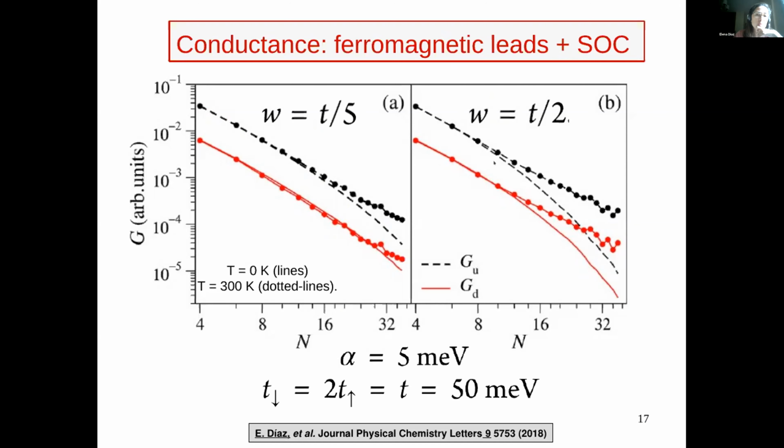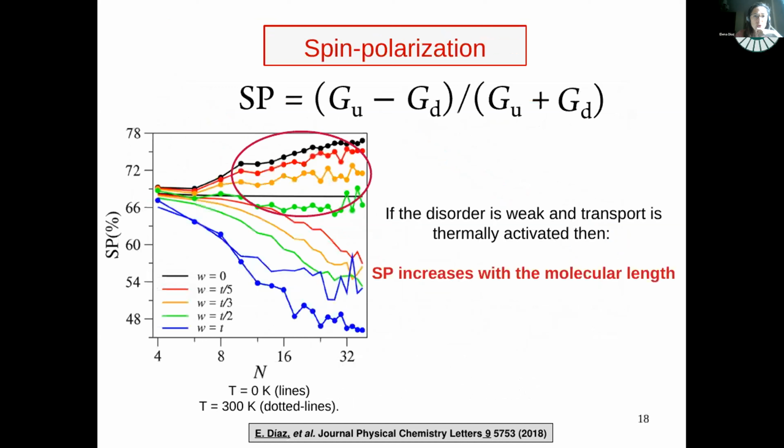But the most interesting result we want to show you is about spin polarization. Once we have calculated the conductance for spin up and spin down electrons, we can get the spin polarization as their difference with respect to the total conductance in the system. And this is what is plotted in this picture as a function of the molecular length.